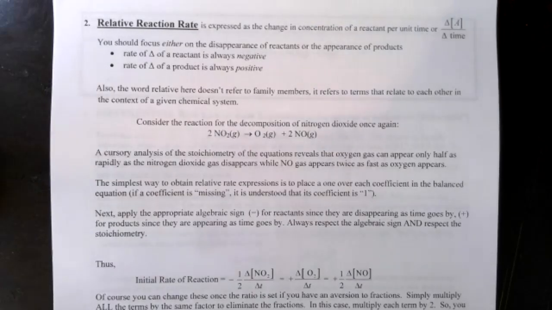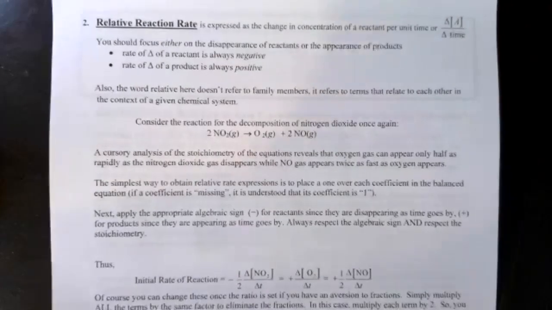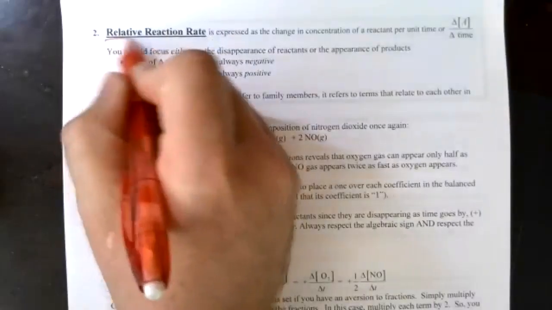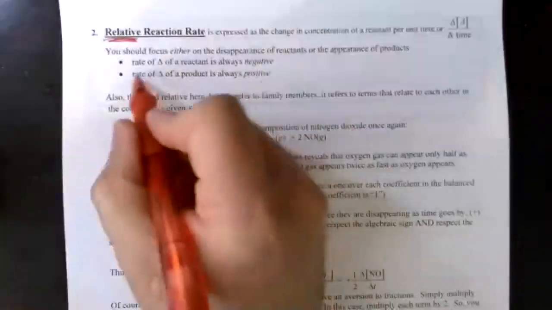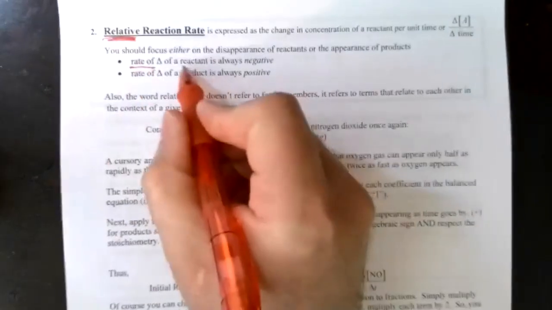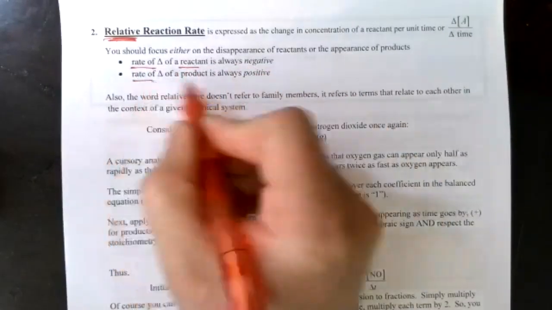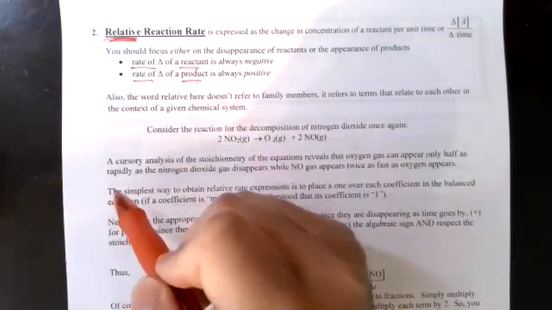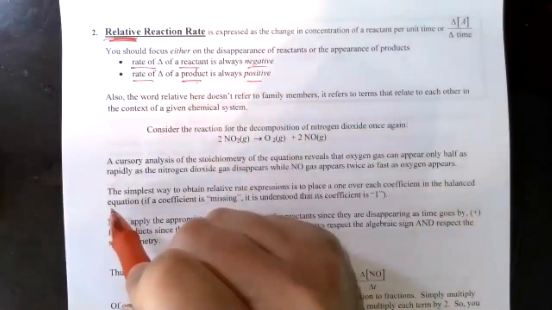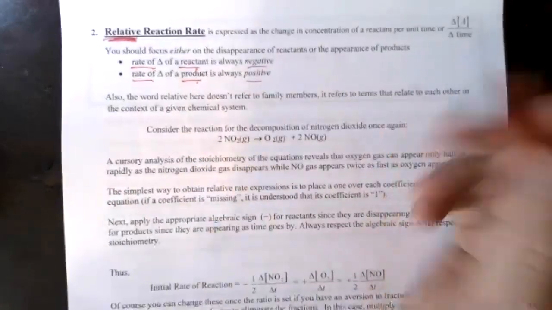Okay, next, well, first we talked about instantaneous reaction rates. Now we're going to talk about relative reaction rates. So relative to each other. So as the rate of one thing, the rate of the other thing. As the rate of the reactant versus the rate of the product. Reactant being negative, product being positive, as we mentioned before.